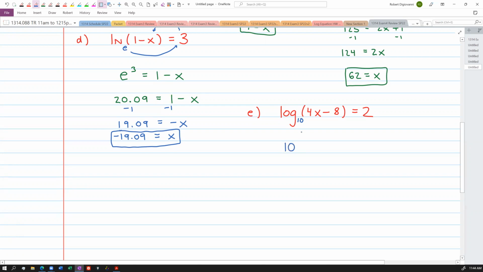So 10 raised to the second power equals 4x minus 8. 10 squared is 100. And now I have a linear equation, so I can just start solving it. Add 8 to both sides. And then divide both sides by 4. What's that, 27? I made up these problems, so I'm surprised they're coming out to be a nice number.